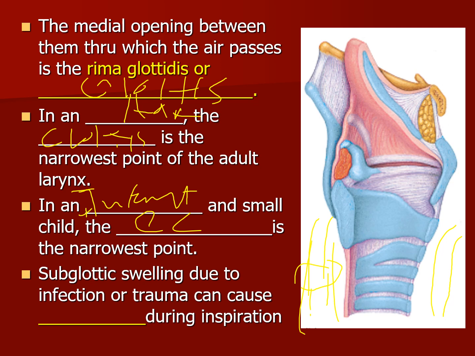Last point on here, subglottic swelling due to infection or trauma can cause a high-pitched squealing noise during inspiration known as stridor, S-T-R-I-D-O-R. That's what's supposed to be there. Stridor. Right? Good name for a band, right? A high-pitched noise. It's like a crowing noise. Right? It's very, very weird. Stridor usually means something upper airway is going on. Usually foreign body or swollen trachea. Something like that's going on.